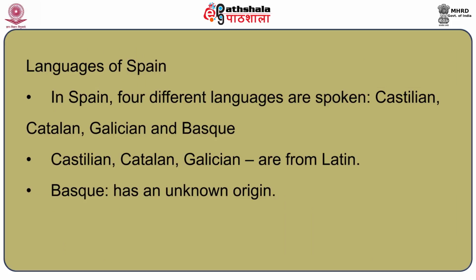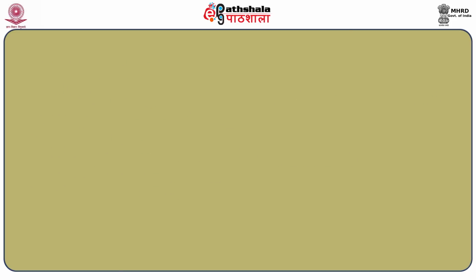Now let's talk about the languages of Spain. In Spain, 4 different languages are spoken. These languages are Castilian or Spanish, Catalan, Galician and Basque. Castilian, Catalan and Galician are from Latin, and the Basque language has an unknown origin, which means that the origin of the Basque language is not known. Now let's see these languages in detail.